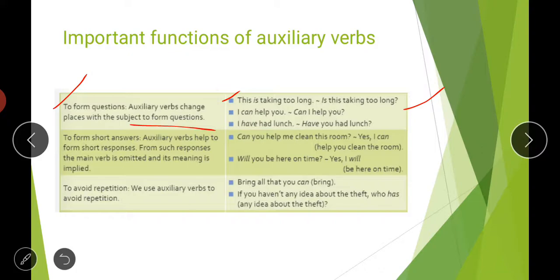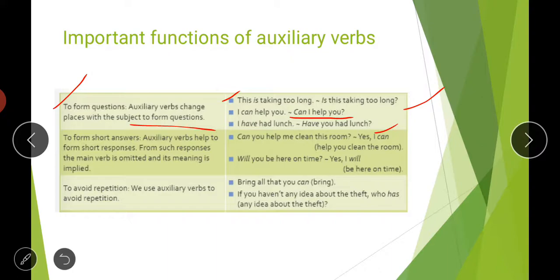If you want to make a question, you simply put "can" at the starting of the sentence, before the subject, so it changes into a question: "Can I help you?" Similarly for the third one, "I have had lunch." If we write "have" at the starting, "Have you had lunch?" Again it helps to form a question. So the first important function of an auxiliary verb is to form questions by placing the helping verb before the subject, changing its place with the subject.